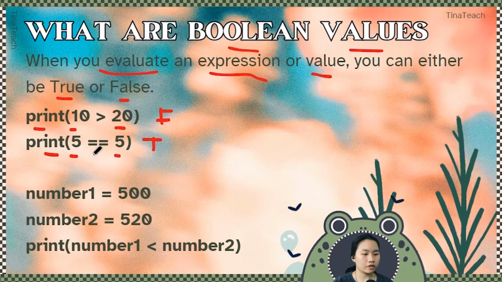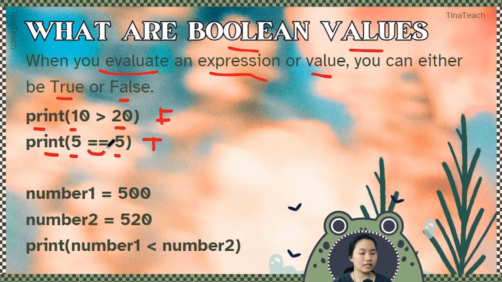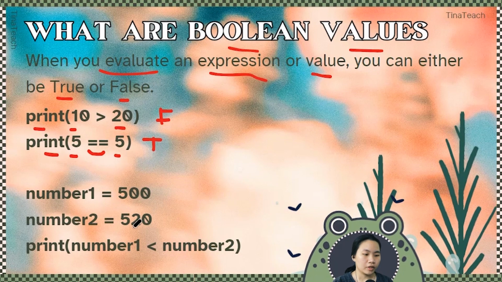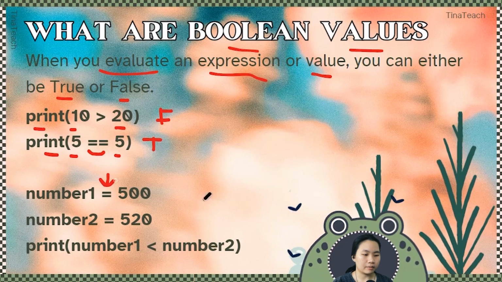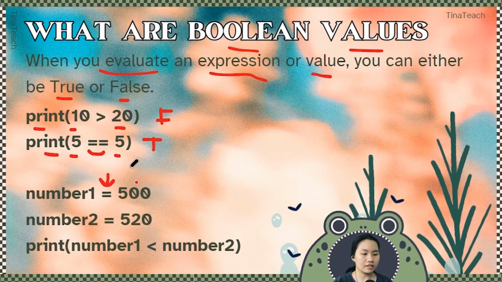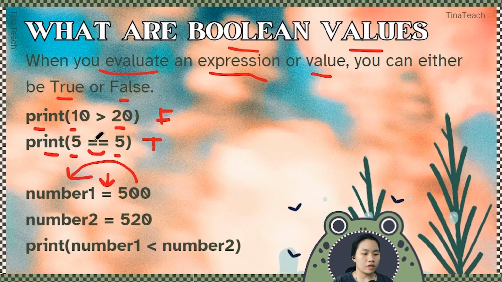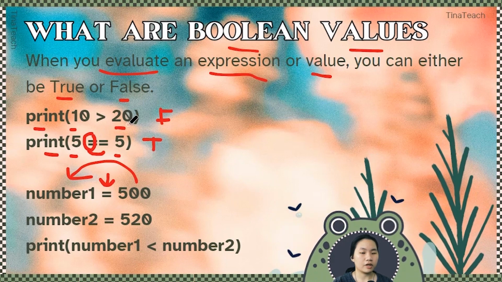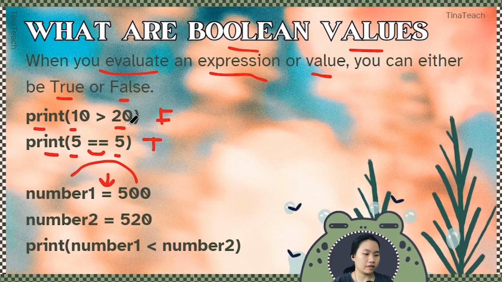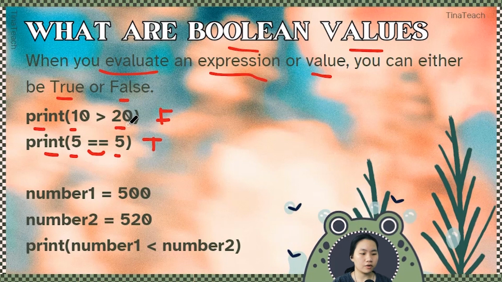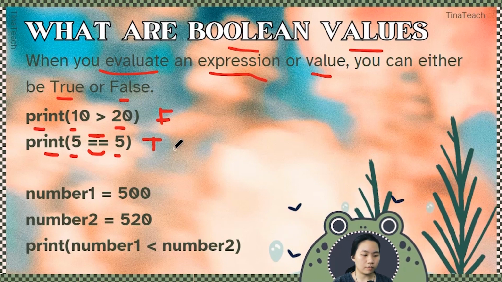You may be wondering why we have two equal signs instead of one. Because one equal sign is the assignment operator, okay? It assigns values to variables, as you've learned before. If you just put one of these, Python will get very confused, right? So if you want to compare whether or not two values are equal, you use two of these symbols.